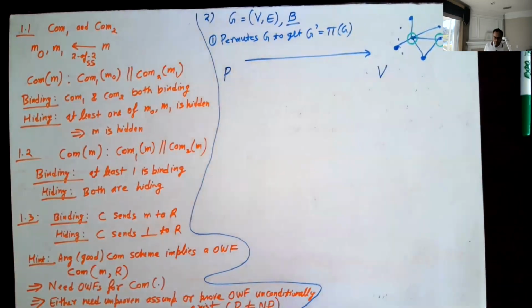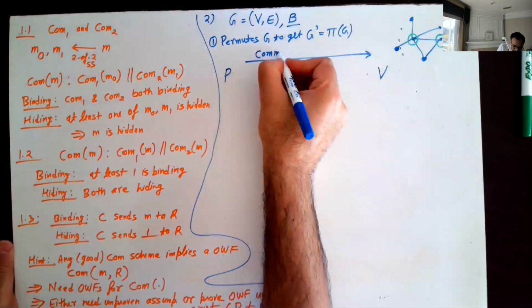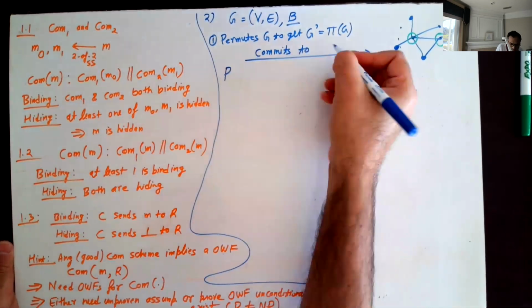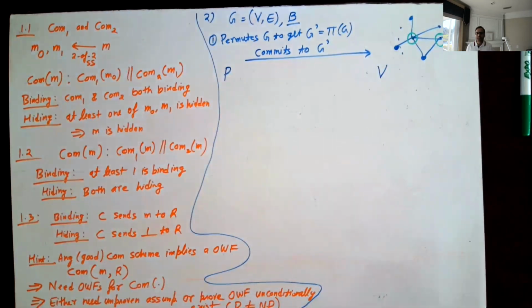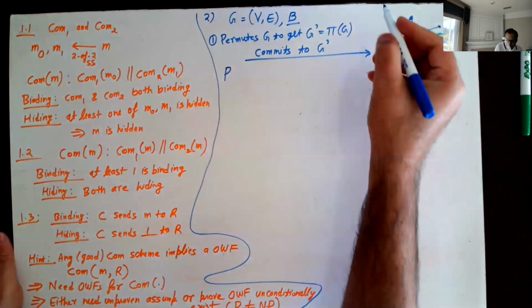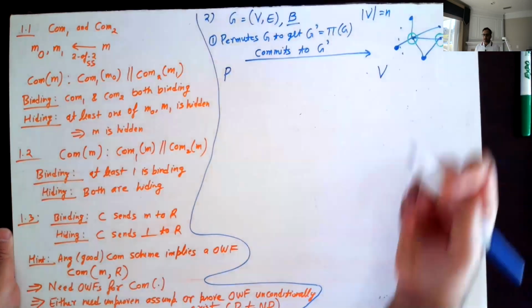What is a random permutation? Well, I am just renaming all the vertices, right? So vertex 1 becomes vertex 3, maybe vertex 2 becomes vertex 9, and so on, just at random. And this gives me a new graph, and the prover commits to the whole graph G prime. And what do I mean when I say commit to the graph G prime? So let me denote the number of vertices by n. So the graph has n vertices.